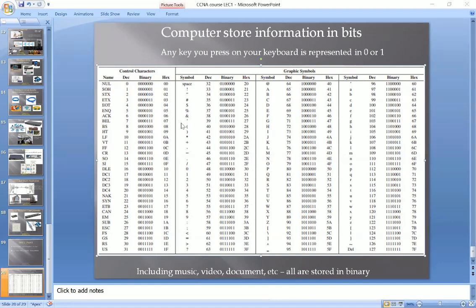So that is why I include this table. I got this table somewhere on the internet. So now, for instance, if you press any key on your keyboard, the computer sees it as 0 or 1. If you press a letter M, capital letter M, the computer will see it as 1001101. Okay? How this is done, leave it for the computer to do the conversion.